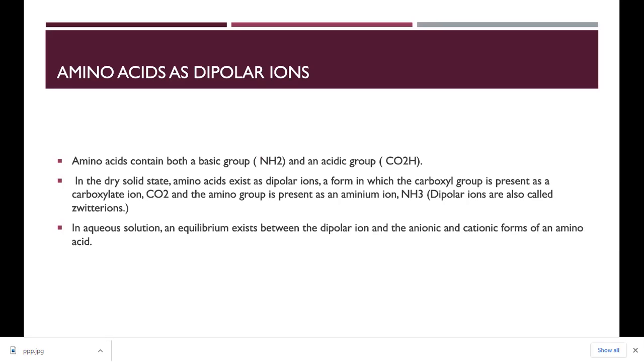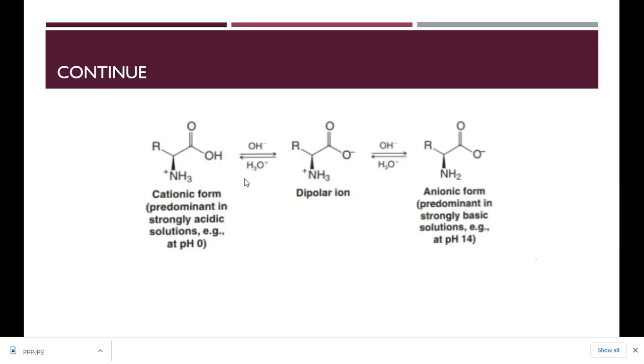In aqueous solution, an equilibrium exists between the dipolar ion and the anionic and cationic forms of an amino acid. Here we can see in aqueous solution, this is a cationic form, this is an anionic form, this has a negative charge. Here in ammonia we can see a positive charge, and this is a dipolar ion where oxygen has a negative charge and the ammonium ion has a positive charge.